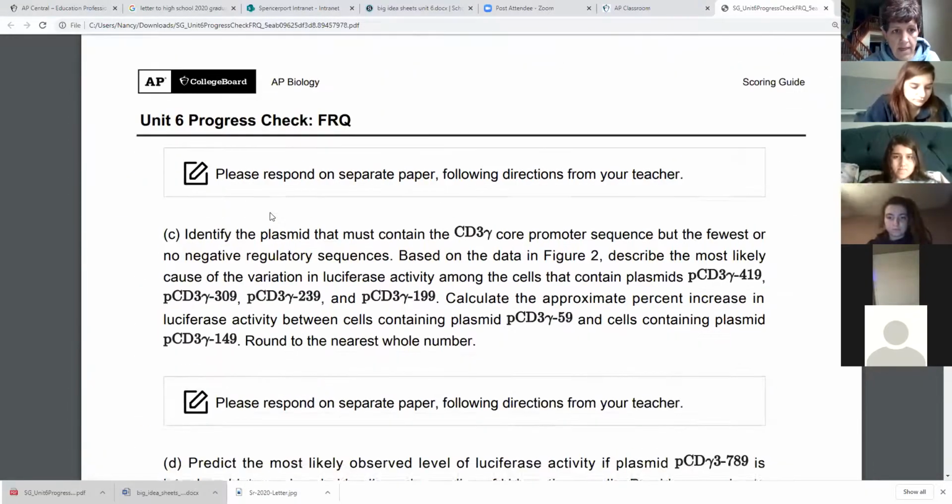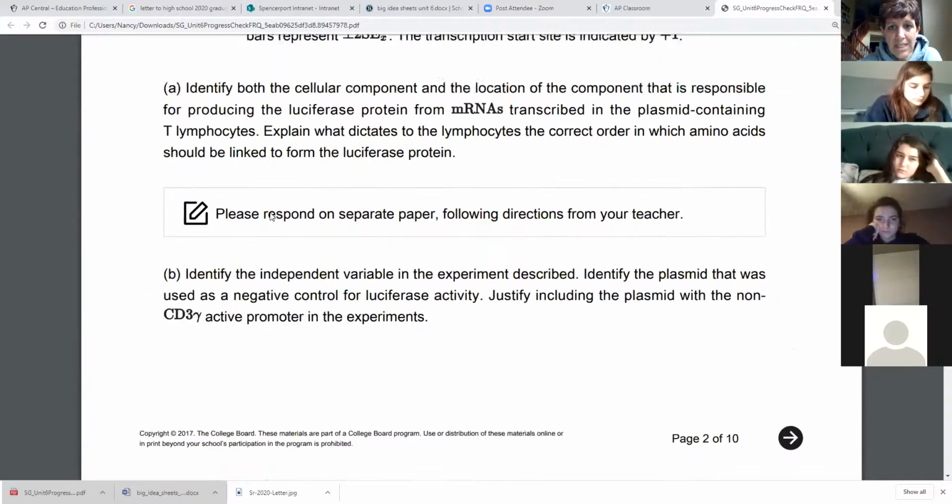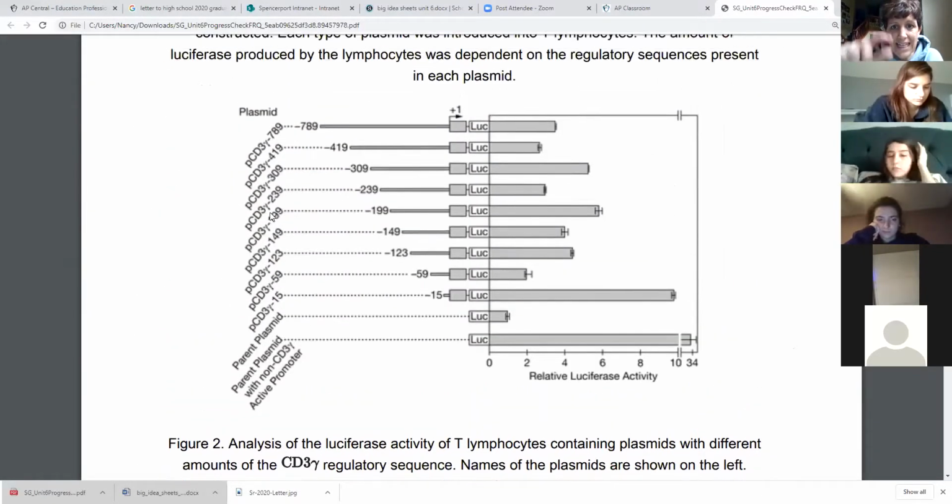Okay, this is the next question. Identify the plasmid that must contain the CD3 gamma core promoter sequence, but the fewest or no regulatory sequences. So that's the first part. Which one is going to have the least regulatory?